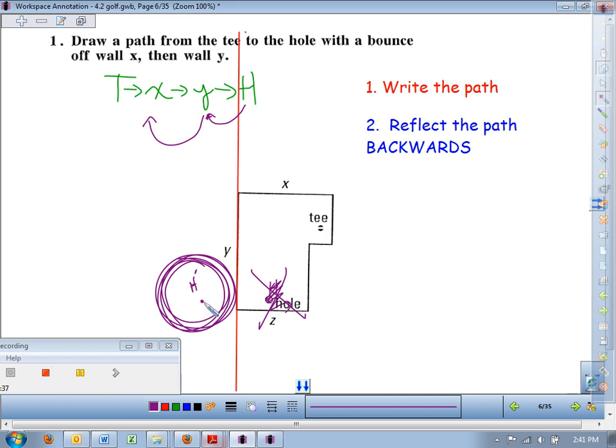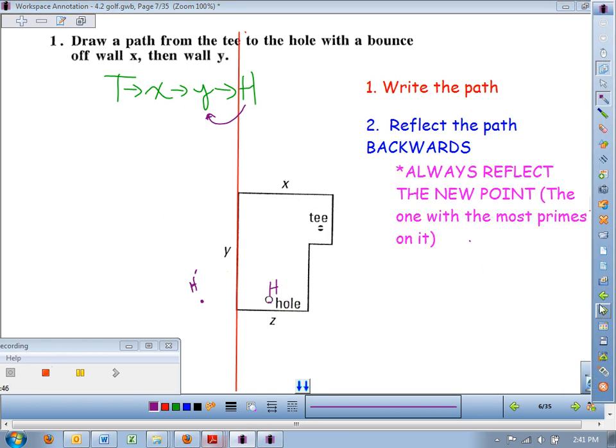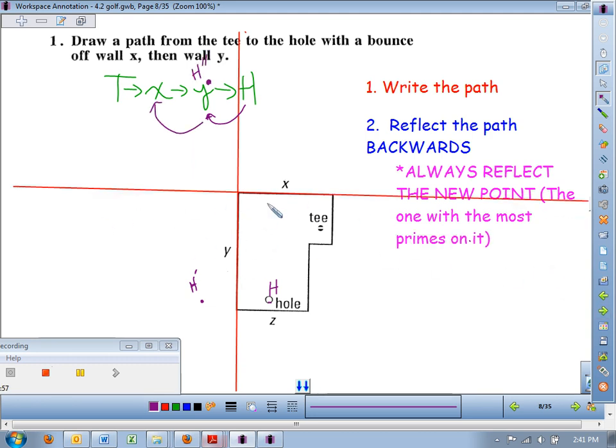We've created H prime for a reason. We want to reflect that point right there over line X. So we want to extend line X out much longer. I put this as an asterisk in our rules. It says always reflect the new point. It's the one with the most primes on it. We'll see how that works. But let's extend line X out longer. You might turn your paper to where the line you just drew is running straight up and down, if that helps you. Reflect H prime over that and put it way up here where it belongs. You call that H double prime. That just has 2 apostrophes next to it.